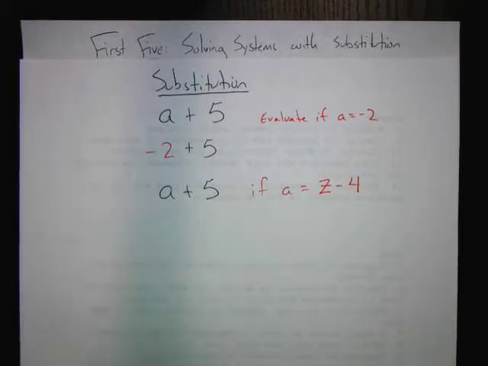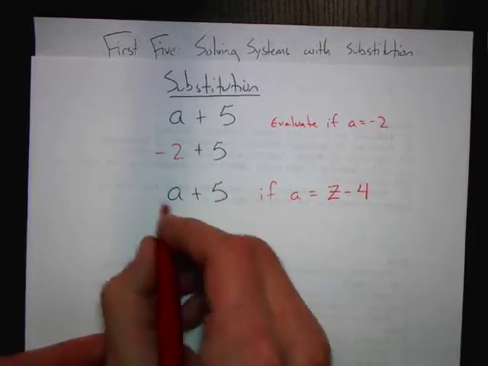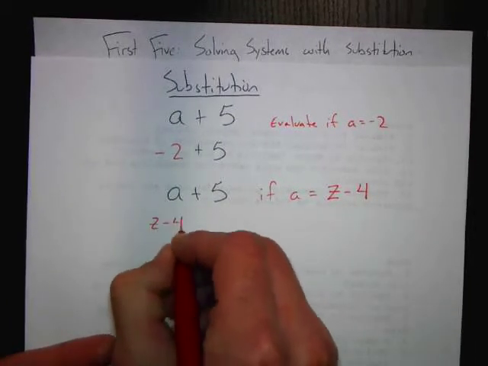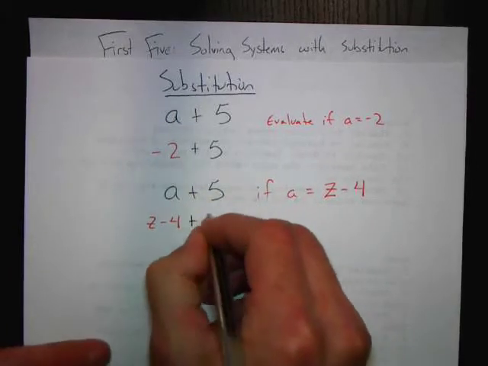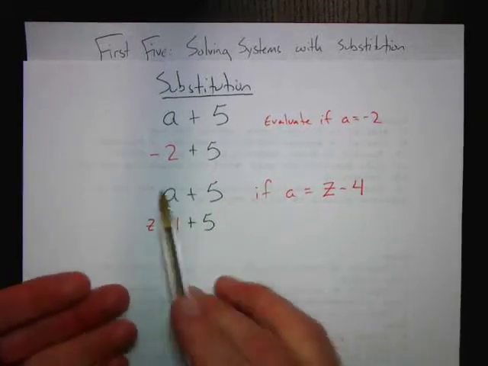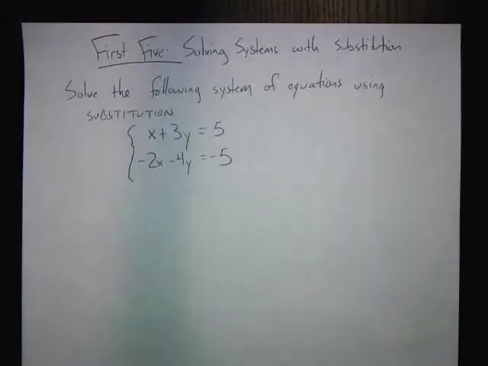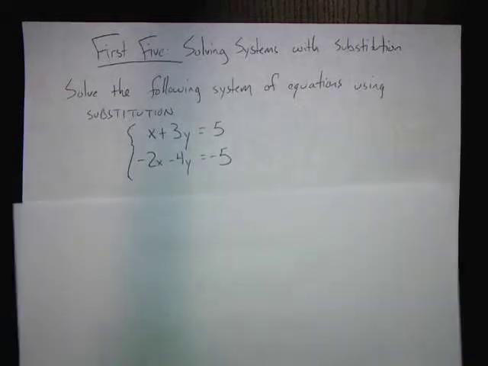Well, substitution in principle remains the same. We take our a, but now it's z minus 4. So we make a into z minus 4. We just substitute with the equivalent value, and we have our plus 5. And then we crunch that, whatever it happens. That's not the point. The point is we can substitute an equivalent value no matter how crazy that equivalent value might be. So we have this system of equations, and we're going to use that substitution method to find out what's going to happen.